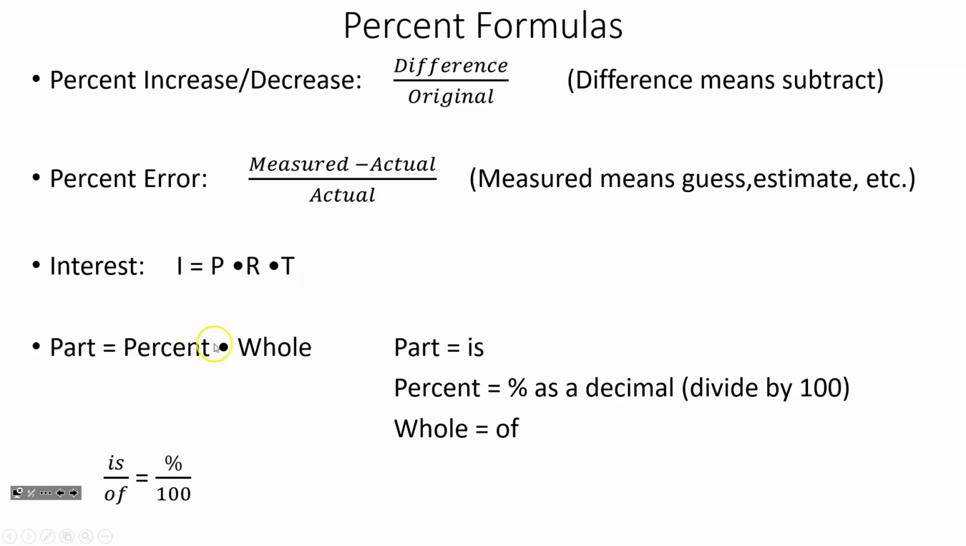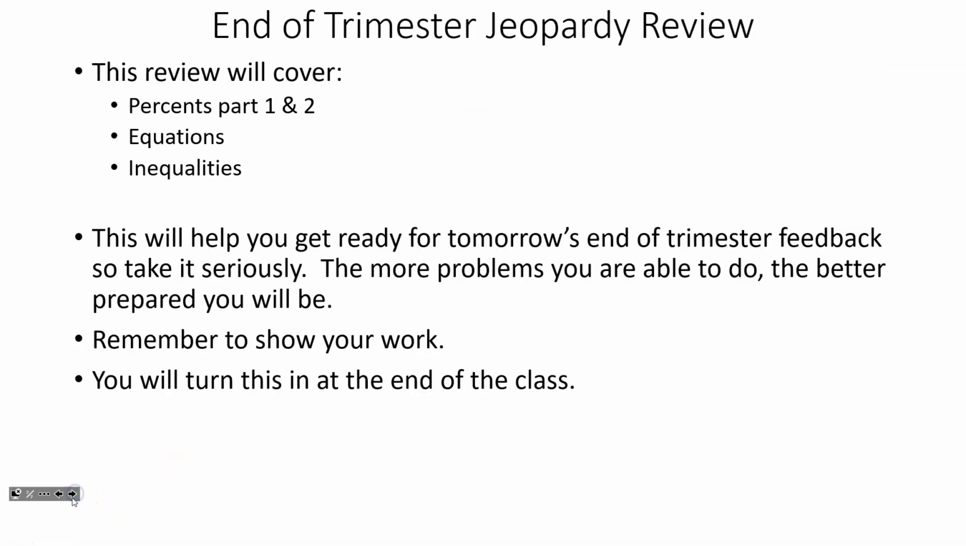And then part equals percent times whole. To help with that, to find the part, look for like the word is. Percent, remember if you're going to use that to turn it into a decimal by dividing by 100. And the whole, look for a keyword of. Or you could also, rather than set it up as an equation, set it up as a proportion. Is over of equals percent over 100.